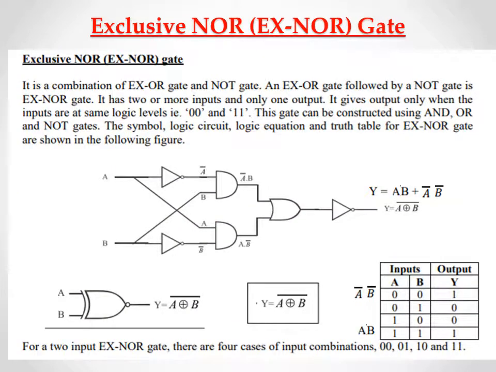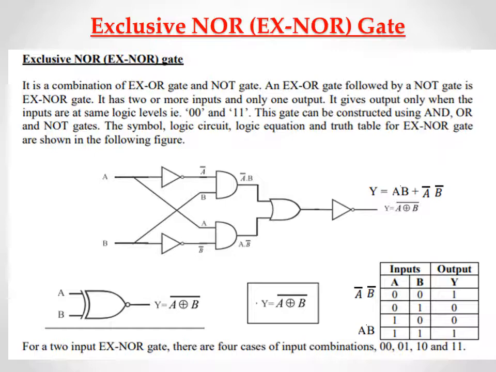Exclusive NOR gate, in short form XNOR gate. It is a combination of XOR gate and NOT gate. An XOR gate followed by a NOT gate is an XNOR gate. It has 2 or more inputs and only one output. It gives output only when the inputs are at the same logic levels, that is 0, 0 and 1, 1. This gate can be constructed using AND, OR and NOT gates.